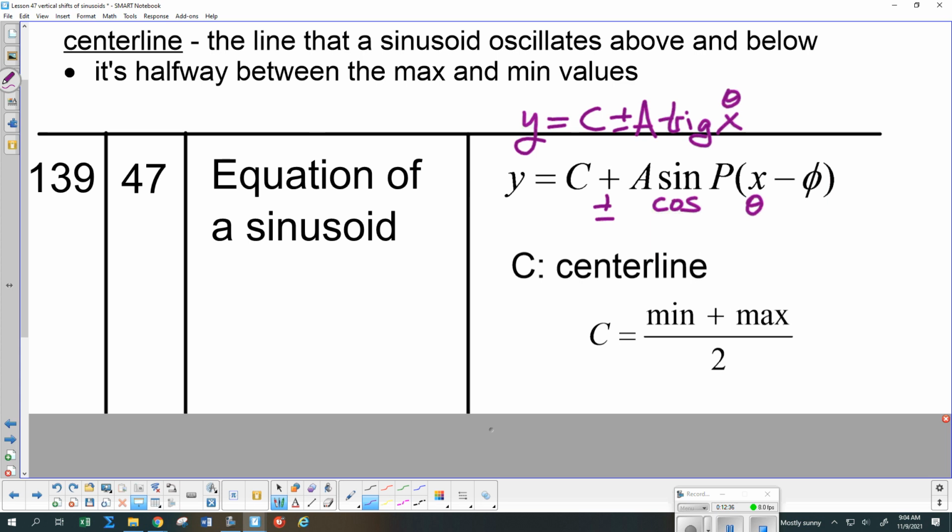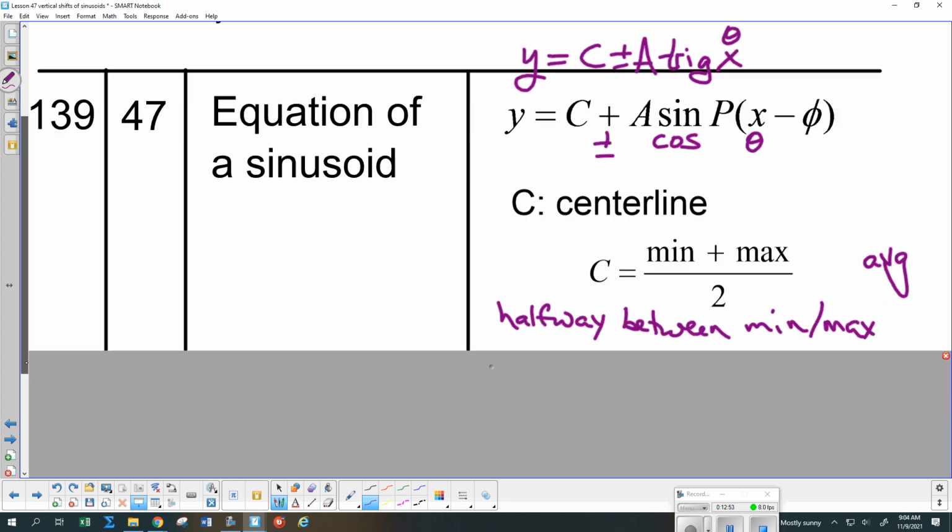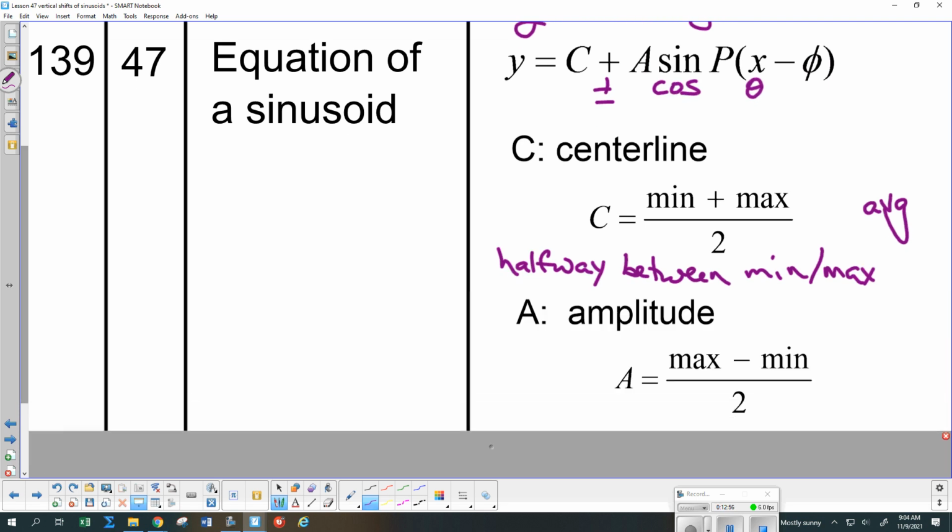For now, the center line is the average. It's halfway between min and max. So it's their average. And the amplitude is half the distance between the max and the min. So subtract them and divide by 2, and you have the amplitude to tell you how far above the center line you go and how far below the center line you go.